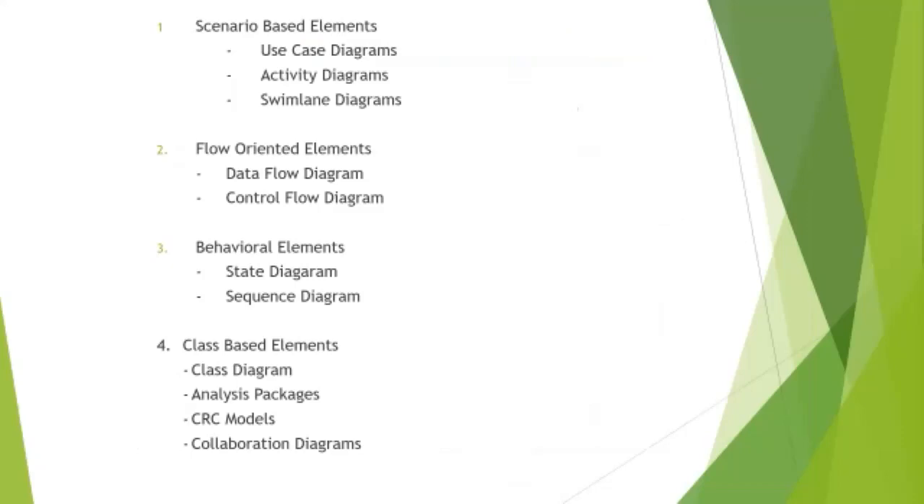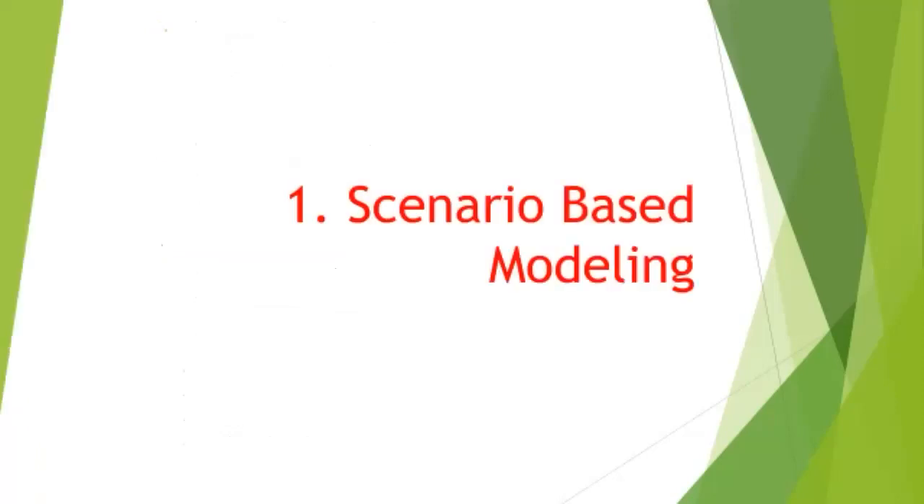Friends, in the scenario-based elements, there is a use case diagram, activity diagram, and swim lane diagram. In the second, flow-oriented elements, there is data flow diagram and control flow diagram. In the third, behavioral elements, we have to learn state diagram and sequence diagram. In the fourth, class-based elements: class diagram, analysis packages, CRC models, and collaboration diagrams.